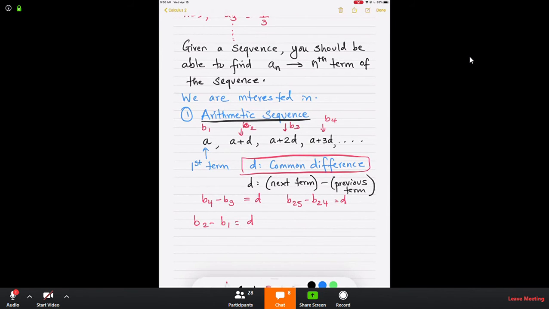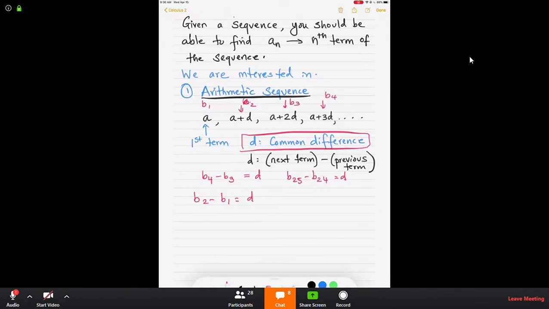Can you tell me then, just looking at it, just guessing here: B1 is a, B2 is a plus d, B3 is a plus 2d. So what would the nth term be? Just looking at the pattern. If it is B1, then it is a. If it is B2, it is a plus d. If it is B3, it is a plus 2d. Can you see this pattern?